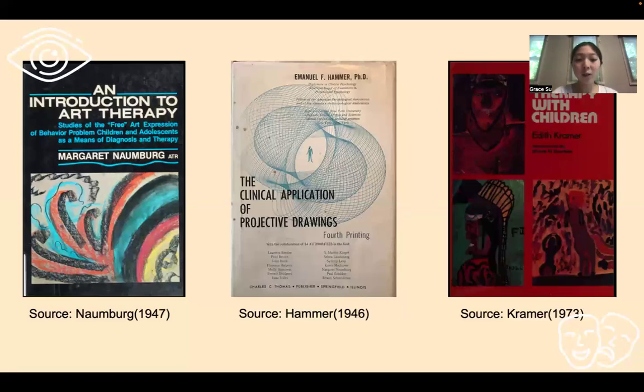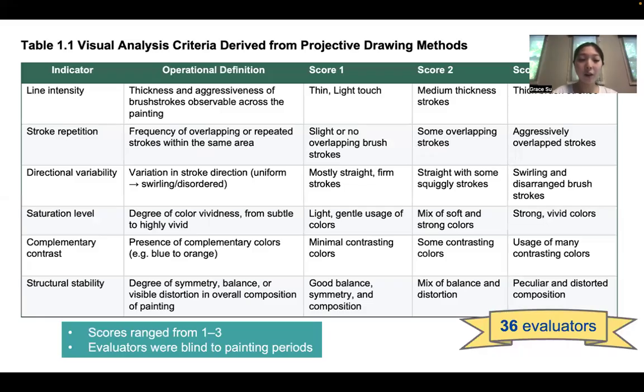To make the analysis quantitative, I created a structured scoring rubric based on projective drawing theories by renowned psychologists. 6 indicators were evaluated: line intensity, stroke repetition, directional variability, saturation level, complementary color contrast, and structural stability. Each indicator was scored from 1 to 3, a score of 1 representing the lowest level of instability, while a score of 3 represented the highest.